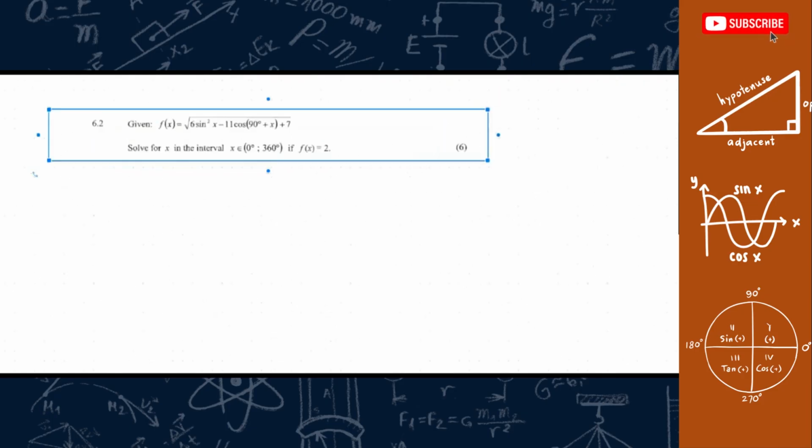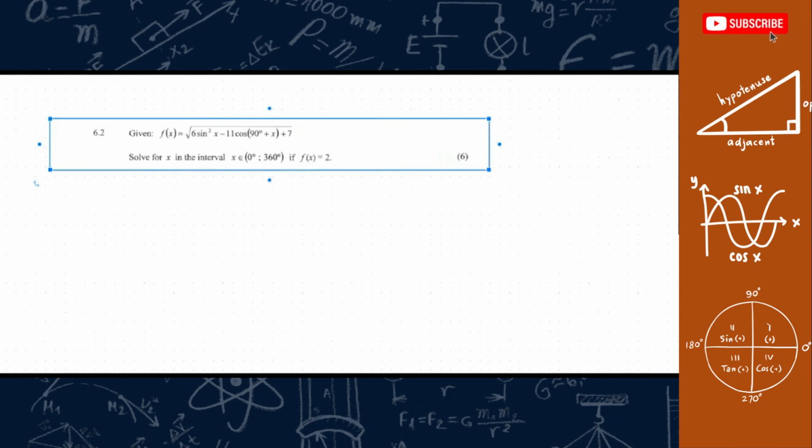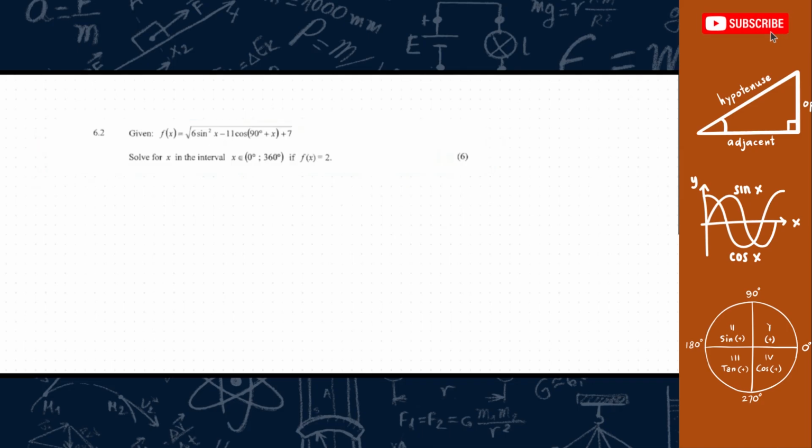Let's look at the 6.2 that we get from the 2024 paper. So in 6.2, we're given the function, the square root of (6 sine squared minus 11 cos(90 plus x) plus 7). And they want us to solve for x in the interval between 0 and 360 if f(x) is equal to 2. So the first thing we're going to do here, we're going to equate this to 2.